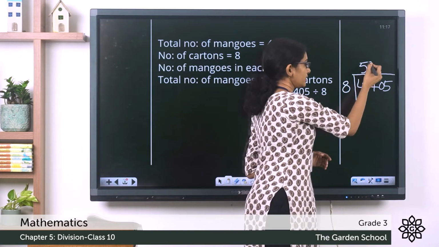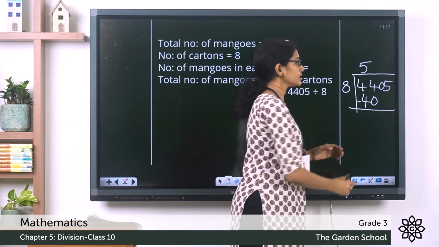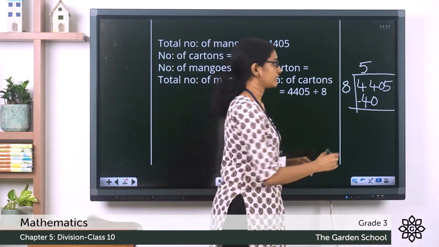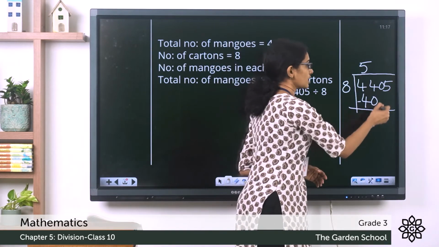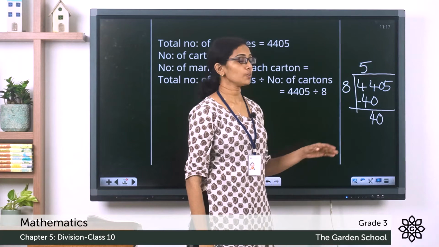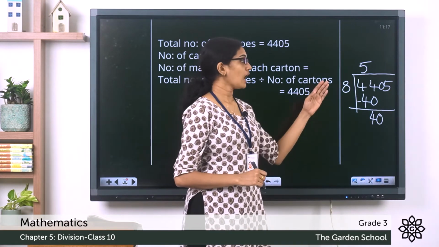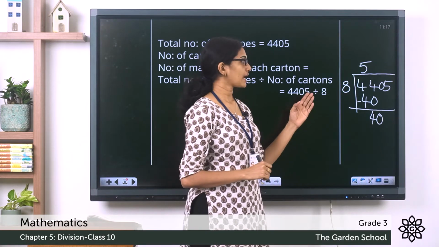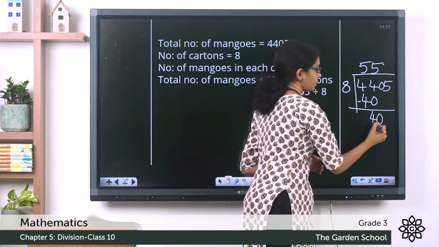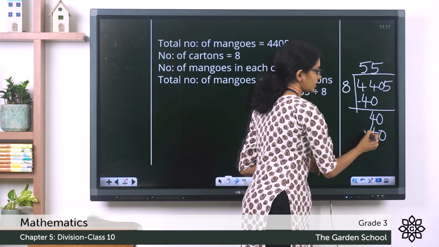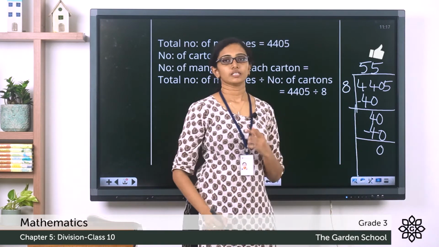Let's write that 5 here. Now 8 fives are 40. We write it here. Now subtract the numbers, 44 minus 40 is equal to 4. Now let's bring down the next digit, which is 0. So now we have 40 divided by 8. And what is 40 divided by 8? How many 8s go in 40? 8 fives are 40. So let's write 5 here and 8 fives are 40. That we can write here. Then subtract the numbers. 40 minus 40 is equal to 0.